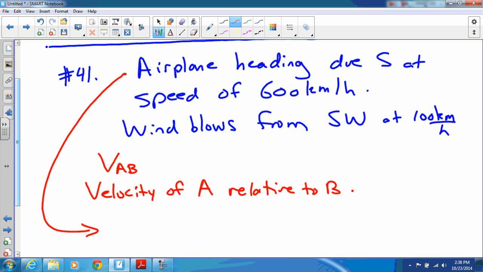Rectangular form? Yes, I am going to need it, but let's get a labeling first. It's the velocity of the plane, but it is not relative to the ground. It's the velocity of the plane relative to the wind. Wait, so why is it relative to the wind? Because it is traveling in the wind.